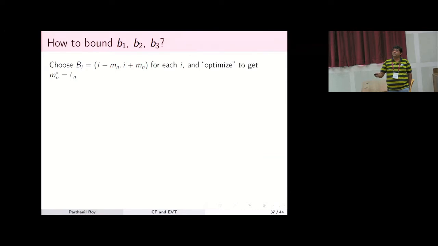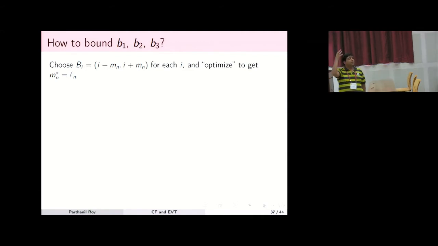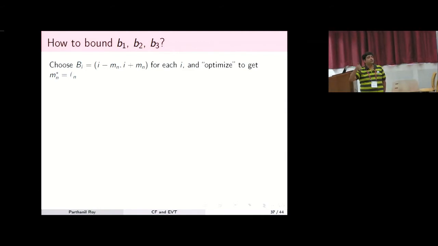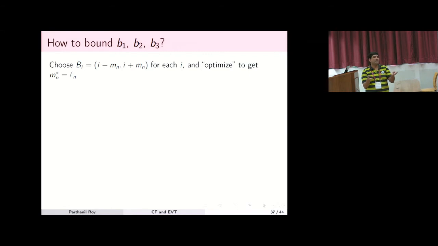Choose Bi to be some neighborhood depending on n and i, and optimize to get Mn star equal to Ln. What do I mean by optimize? As I said, there is a competition between B1, B2, and B3. It so happens that B1 and B2 have the same bound, and B3 has a different bound, and these two are competing with each other. So you optimize, make them equal, that's it. It's very easy. And then you get the Mn star, which is Ln.